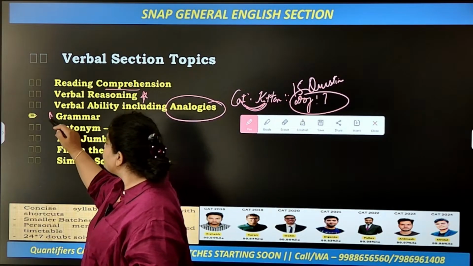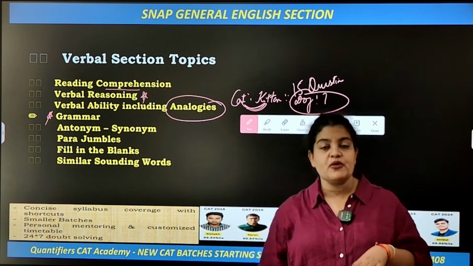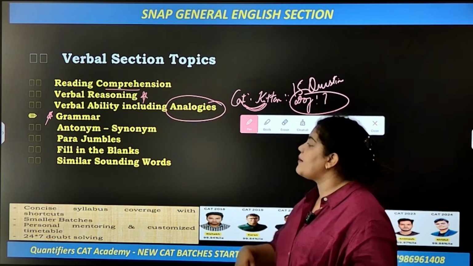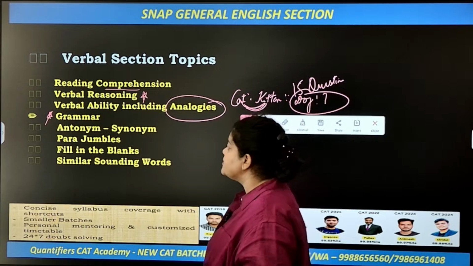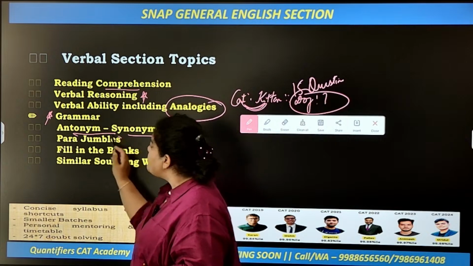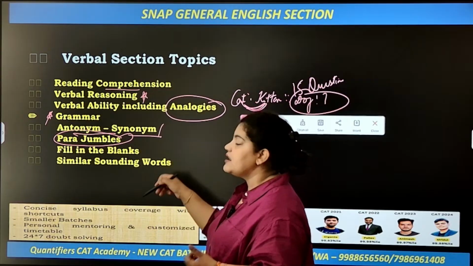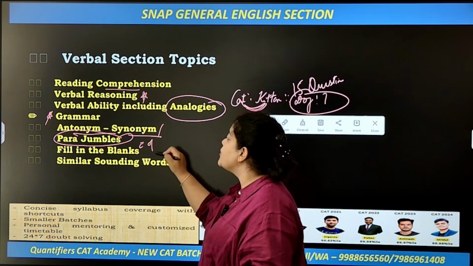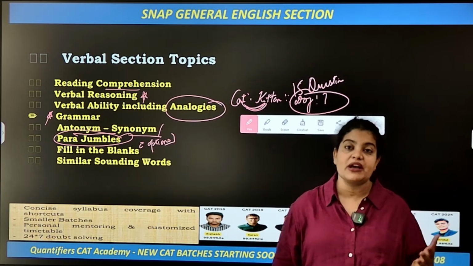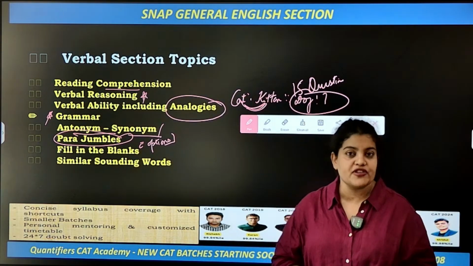As I already told you, it is going to have grammar components. I remember that a couple of years back the SNAP paper was entirely based on grammar, right? The whole paper was grammar intensive. There was no vocabulary, no reading comprehension, but in the last 2 years they have changed the trend, right? Then the vocabulary-based topics, antonyms and synonyms, right? Parajumbles, but the difference between CAT and SNAP parajumbles is that they're easy, first of all, and this topic will come with options, okay? With options, of course, this topic becomes comparatively easier because the probability of the correct answer is reduced to the number of options, right?